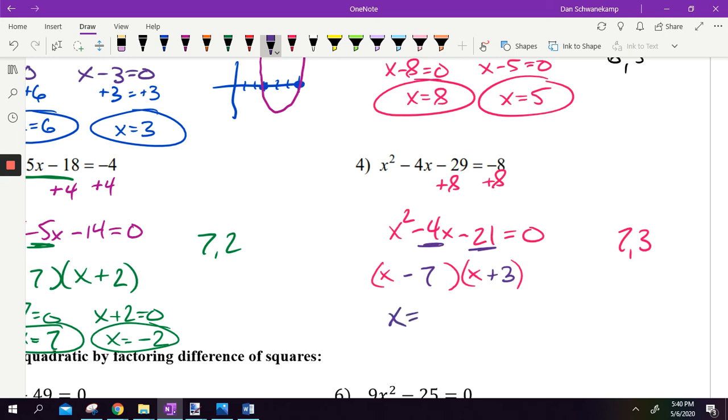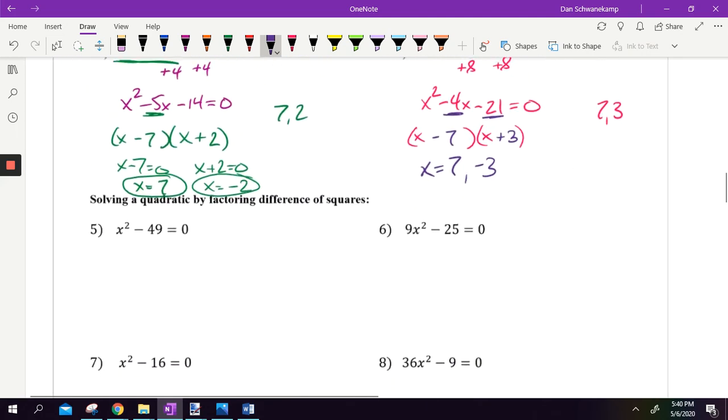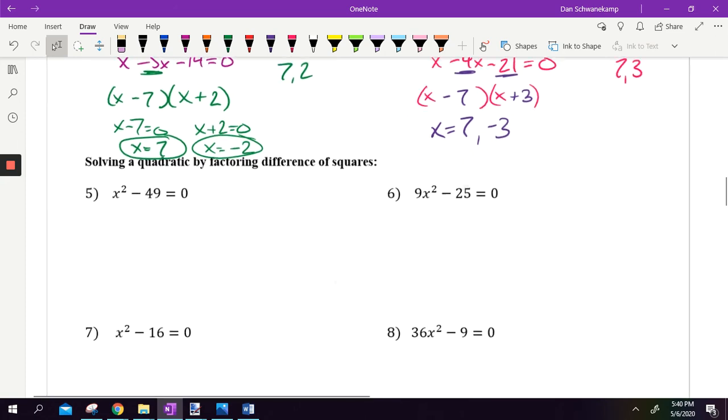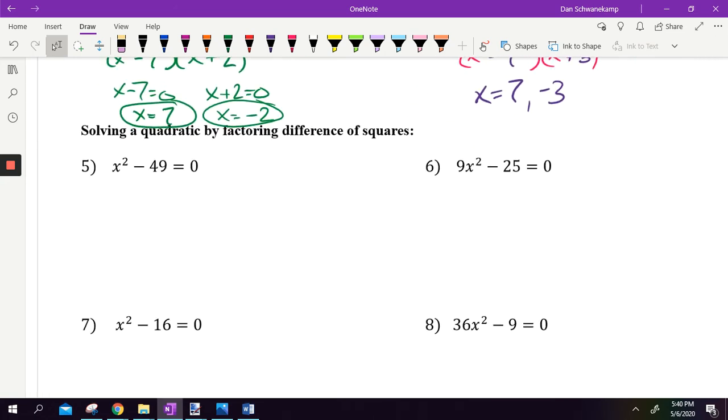What are my solutions going to be, though? I need to change the signs, +7 and -3. Those are my two solutions. So that's an important concept here. There's something else we can do here, and this is just kind of a little quick thing here.